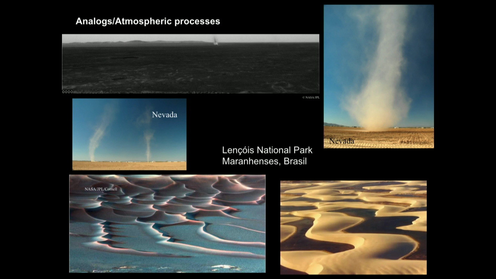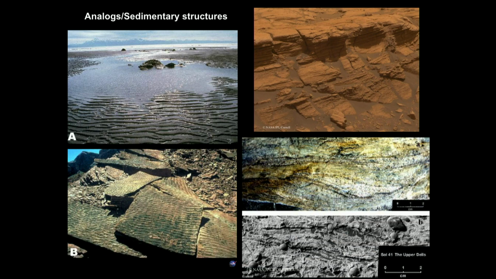Or, for example, analogs related with atmospheric processes, like these dust devils. Now, I think that it was last week, NASA provided a new picture about dust devils in the Gale crater, where the Curiosity is now. And this is in Nevada. Also some dunes here in Brazil or on Mars. Of course, some sedimentary structures like cross-bedding, for example. The formation of these ripples, ripple marks indicative of these conditions that we see here.